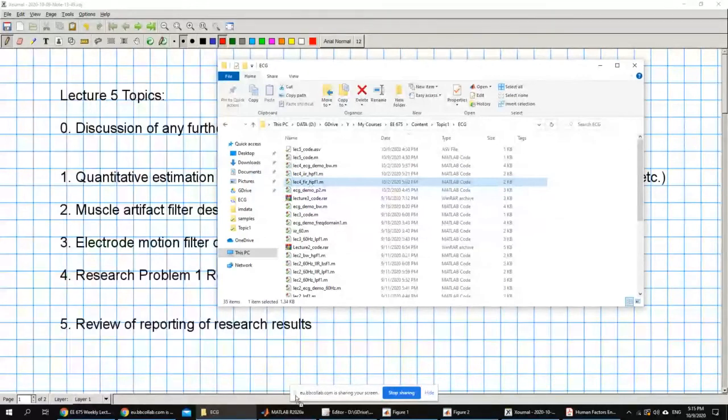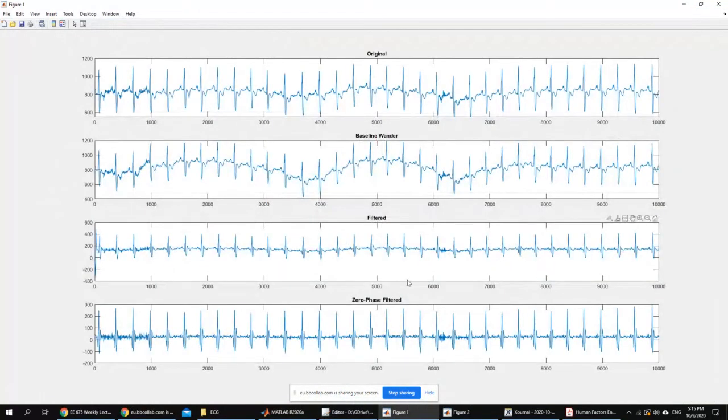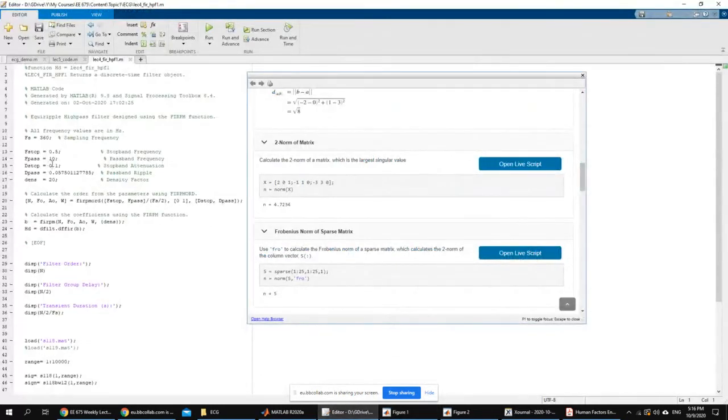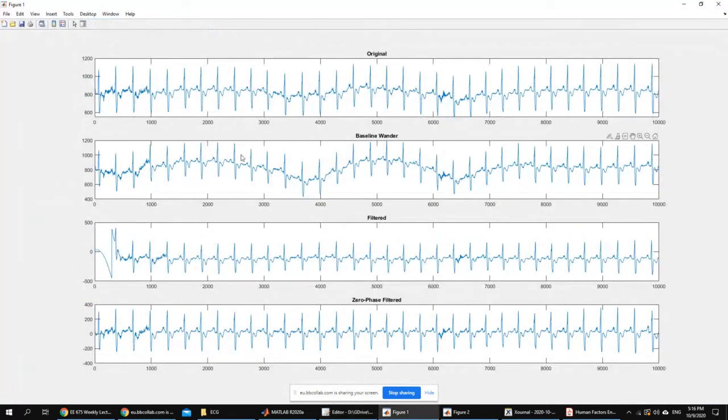This one should be okay. So I'll run that to remind you, this is what we got last time. I think probably this doesn't look that good, but actually this is the one with zero phase filtration. This doesn't look very good actually. Maybe I can, okay, we changed that F pass and F stop. Maybe you can return them back. F stop 25 is okay. This is 1, should be okay. Try that. Yes, that looks okay.